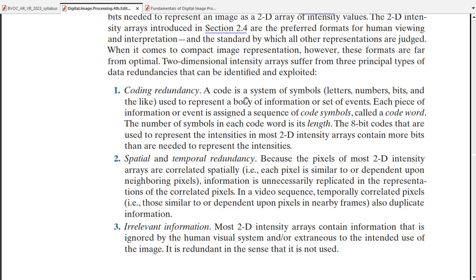Coding redundancy: a code is a system of symbols, meaning letters, numbers, or bits, and so on, used to represent a body of information or a set of events. Each piece of information or event is assigned a sequence of code symbols called a code word, and the number of symbols is its length. The 8-bit codes are used to represent the intensities in most 2D intensity arrays.